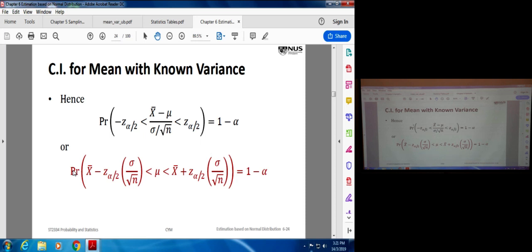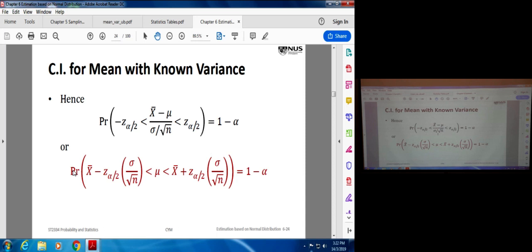These numbers z alpha over 2 and minus z alpha over 2 represent the points in the support of the random variable for which the probability of exceeding z alpha over 2 is precisely alpha over 2, and the probability of being less than minus z alpha over 2 is alpha over 2. In our context, the statistic (X bar minus mu) over (sigma over root n) is precisely Gaussian distributed. We know the distribution of the statistic from the results we established in the previous chapters.